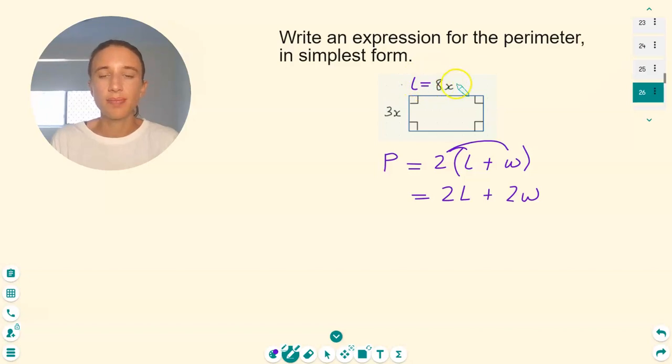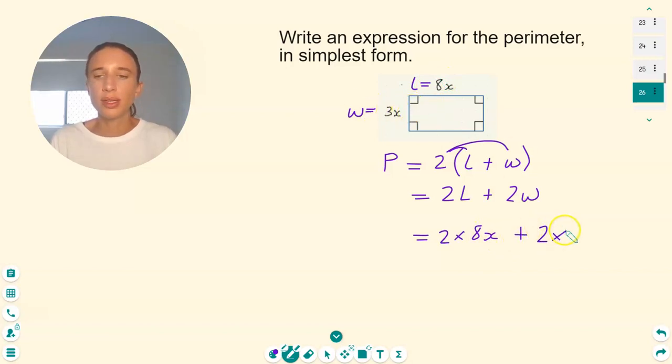The length is the longest side, which is 8x. The width is the shorter side, which is 3x. So we can now substitute. So 2 times the length, which is 8x, plus 2 times the width, which is 3x.